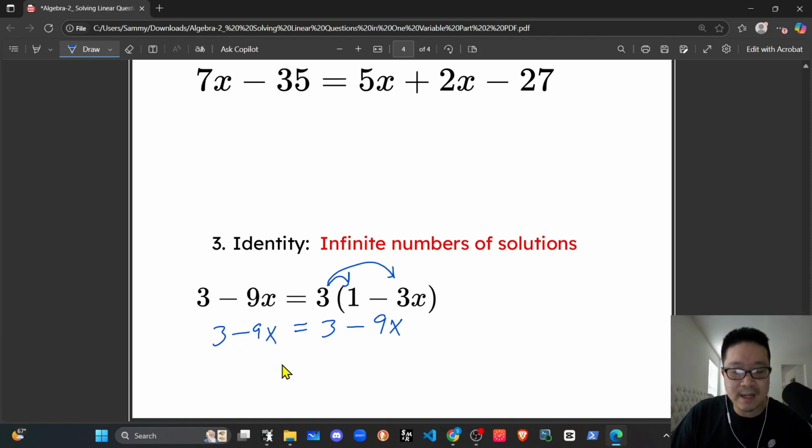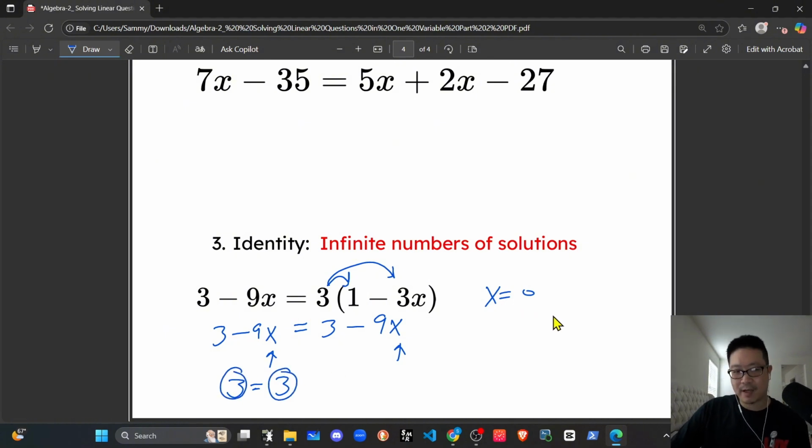So we get an identity when we get the same things on both sides of the equation. So it doesn't matter what number you plug in for x, you're always going to get the same thing for the left side and the right side. So if you plugged in x equals 0, well, 9 times 0 is 0. So you would have 3 on the left side and 3 on the right side. So you would get this type of situation for any value of x. And that is what's called an identity.